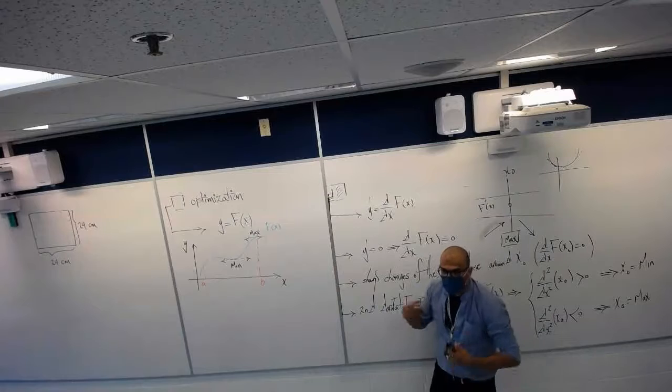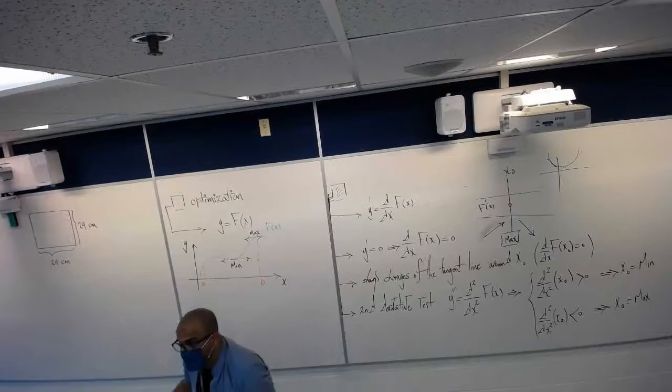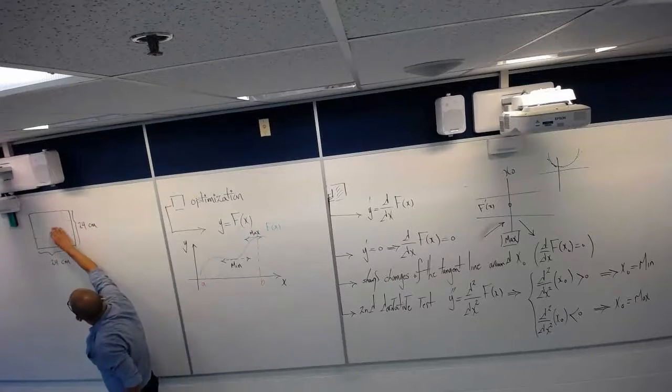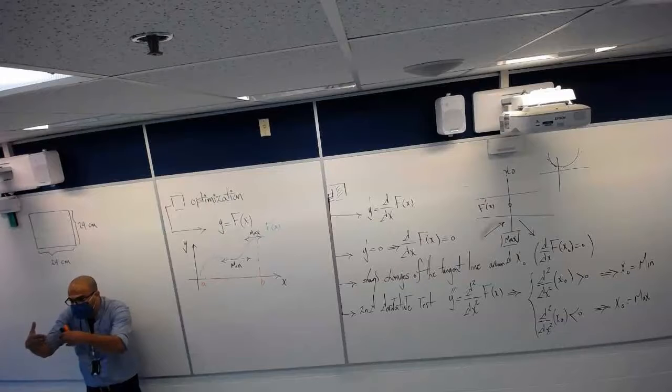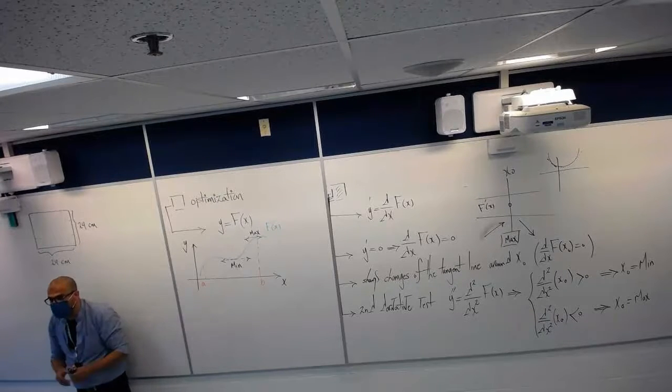Are we trying to find the area? We want to find the volume. Of the corners or of the shape? No, of the shape. You cut these ones out, you fold it from the four sides, then you make a box. Then you want to find the maximum volume.